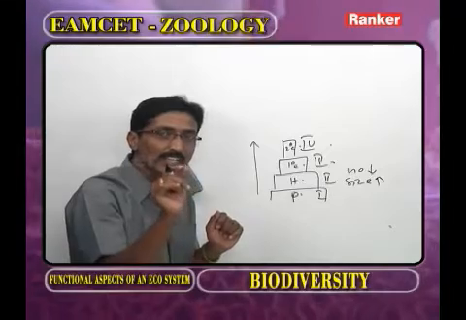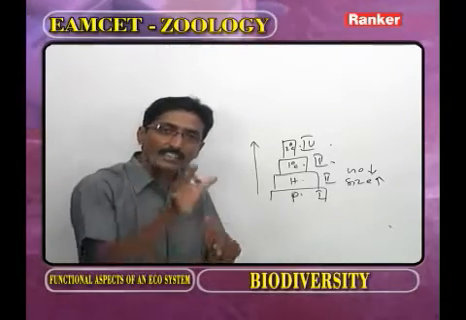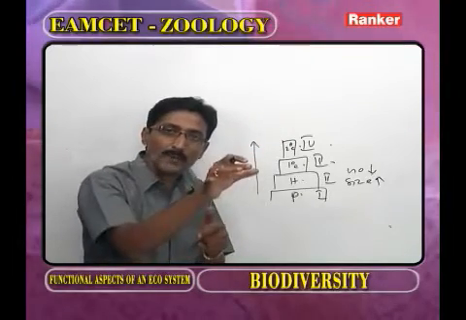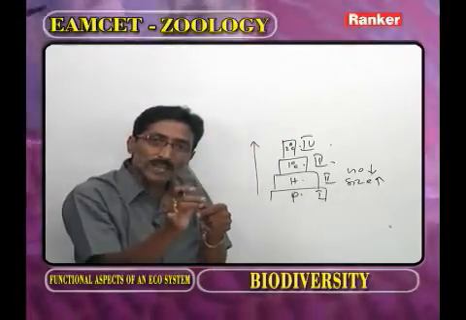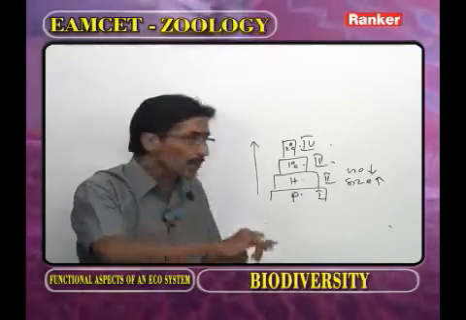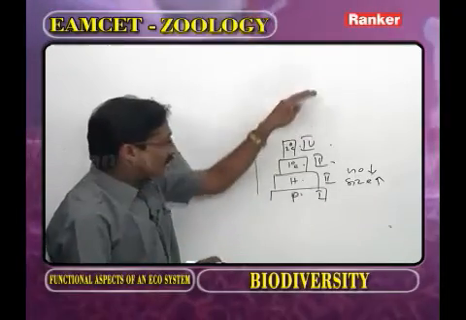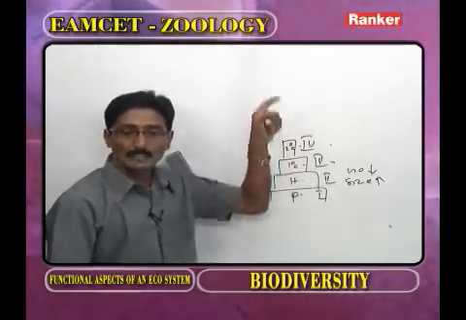But here and there some exceptions are present. In the case of parasites, as trophic level increases, the number increases. In the case of a pond ecosystem, as trophic level increases, the number decreases. Already we discussed the pyramid of biomass. But in reality, or generally, as trophic level increases, the number decreases, but the size of the animal increases.